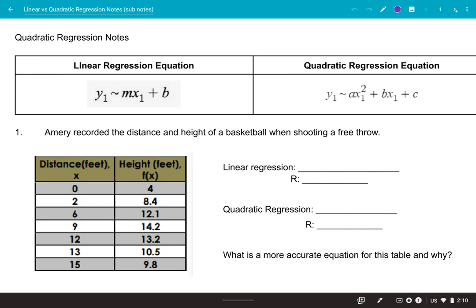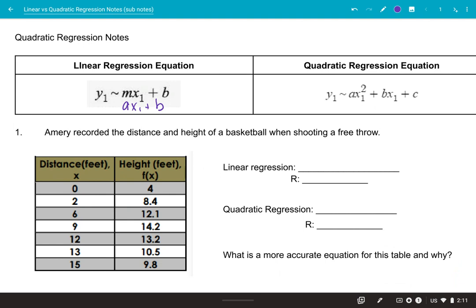So here we have linear regression. So it's going to be y1 tilde. And if you look at your keyboard, it should be right under the escape key. And then we're going to go mx1 plus b. And you can see that is our equation. You can also do it as ax1 plus b. Doesn't matter. So it could also be ax1 plus b.